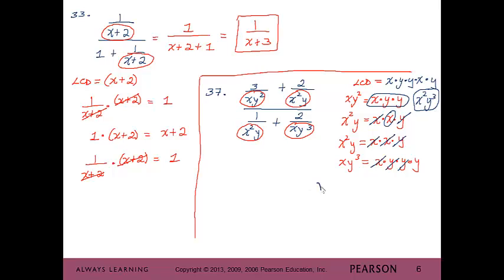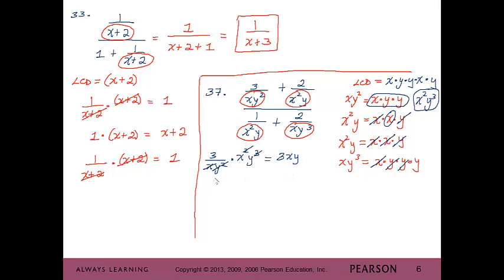So we're going to have 3 over x squared y, 3 over xy squared times x squared y to the third power. Well, x cancels out and the square goes away. Y squared cancels out and the cube goes away. So then we end up with 3xy.